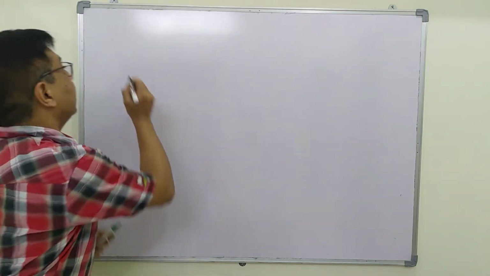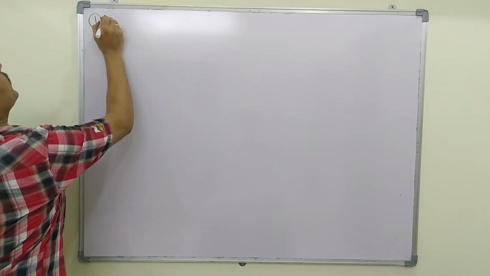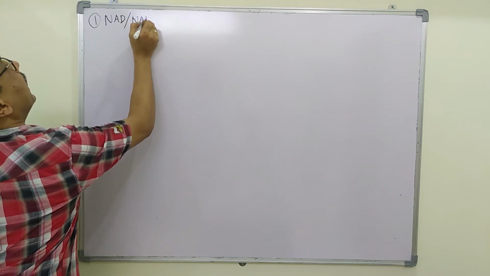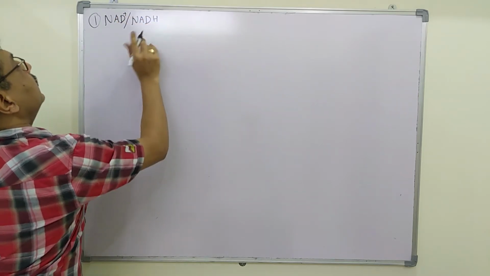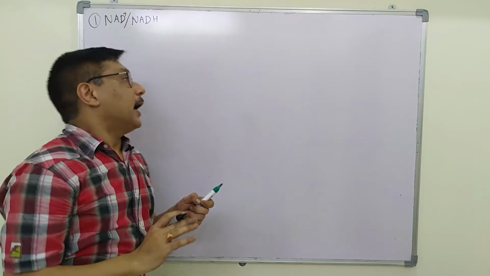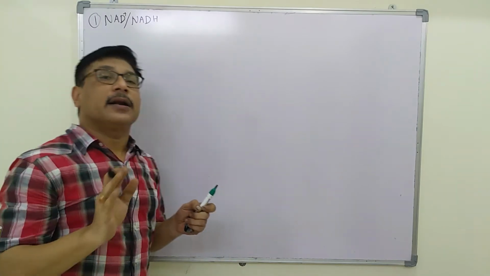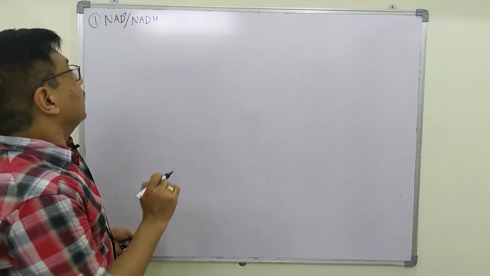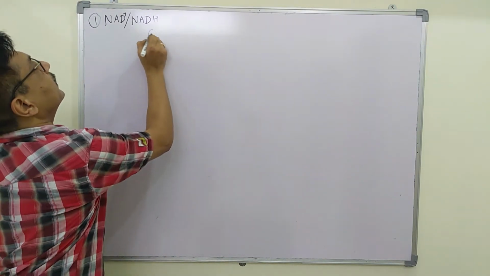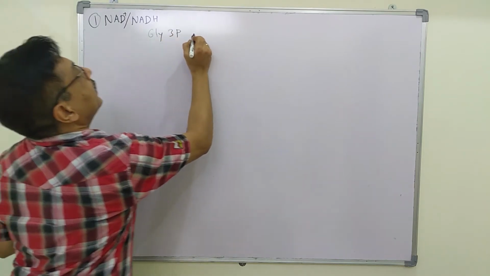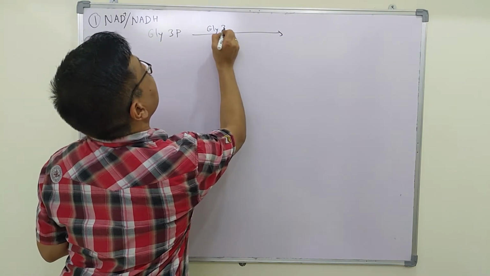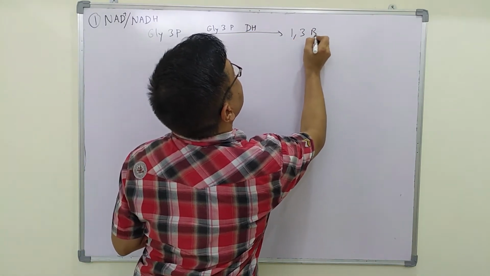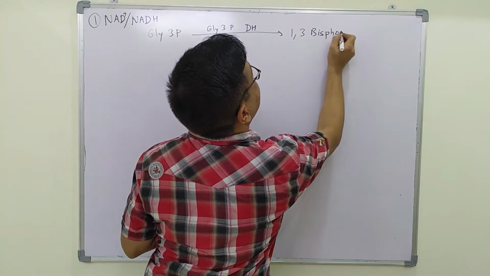Coming to the first function, that is reactions involving NAD, NADH. These are oxidoreduction reactions, and NAD, NADH are involved in various oxidoreduction reactions. Let us start with glycolysis. Glyceraldehyde 3-phosphate, acted upon by glyceraldehyde 3-phosphate dehydrogenase, is converted into 1,3-bisphosphoglycerate.